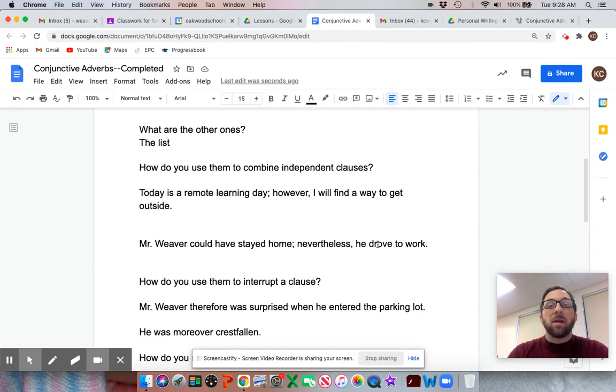There will be a subject and a verb, and it'll sound like a complete thought. Those are things that we've already learned about independent clauses. So when you have two of them right next to each other with a conjunctive adverb in the middle, this is how you punctuate it.